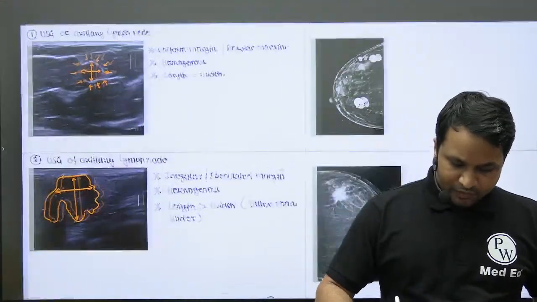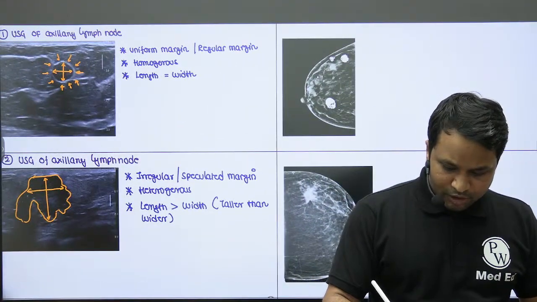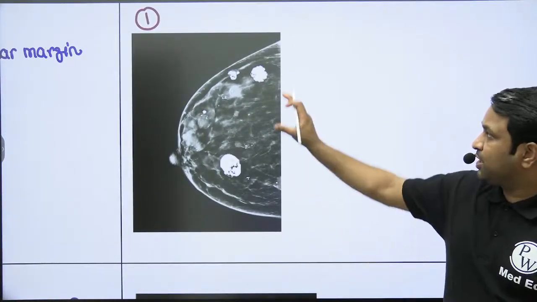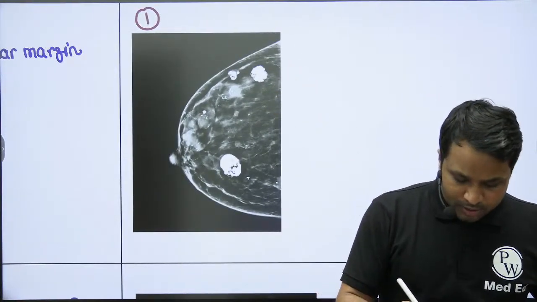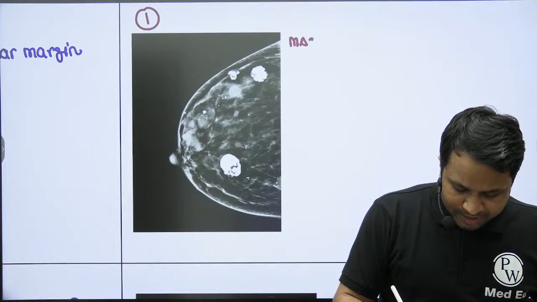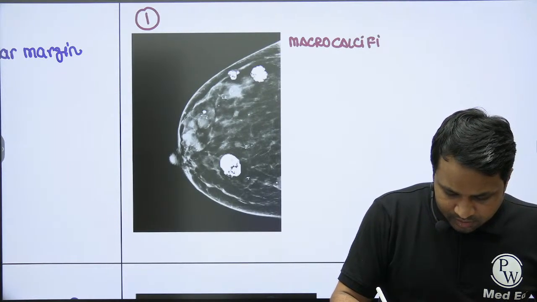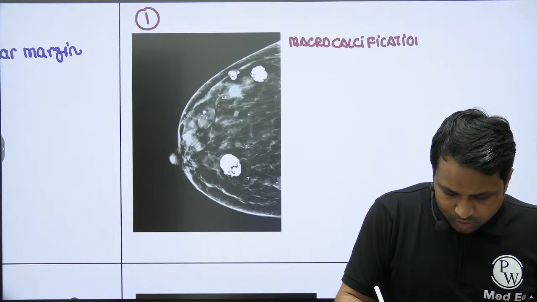So in the mammography, I have the first image of a mammograph. Here you can see there is some calcification there. Now the calcification is quite big. So I would say this is an image of macrocalcification.